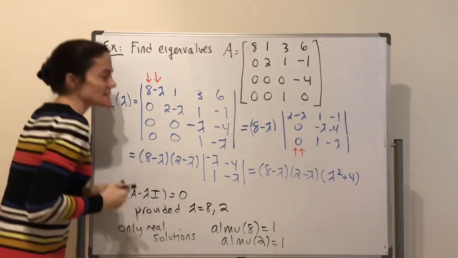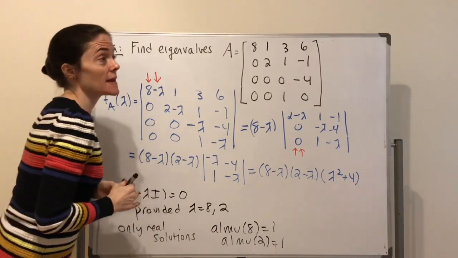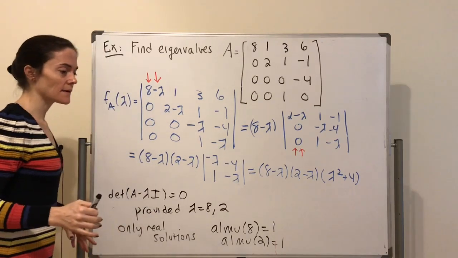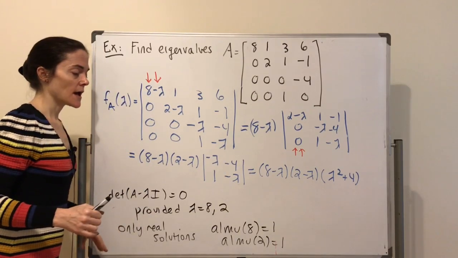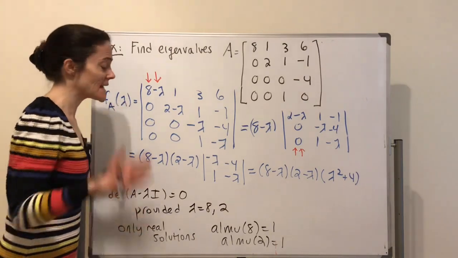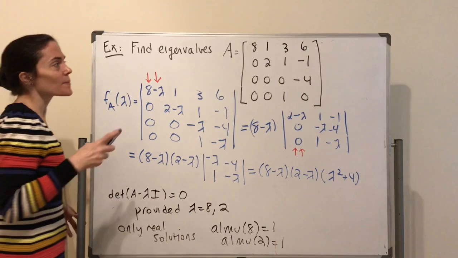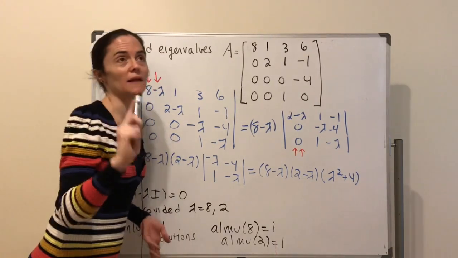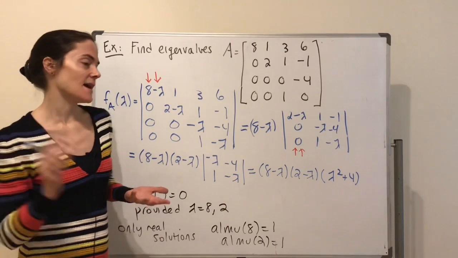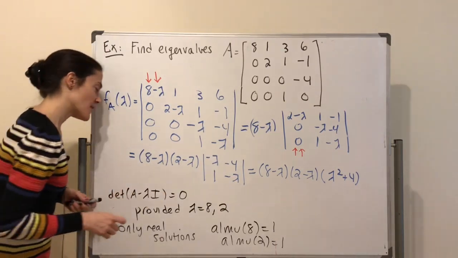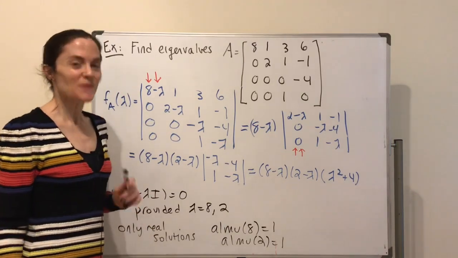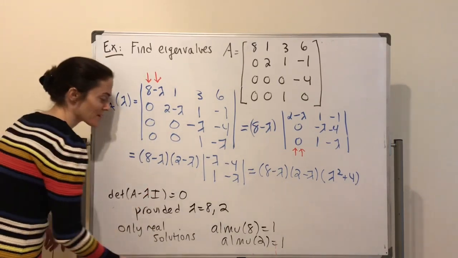So it's not the case that you always have n, 4 in this case, eigenvalues. Even if you do count algebraic multiplicity, you can have less than that. I could have made a 4 by 4 example where we had no real eigenvalues, just like we saw in a 2 by 2 example last time. Okay, so here we have only 2, even counting their algebraic multiplicity in this 4 by 4.